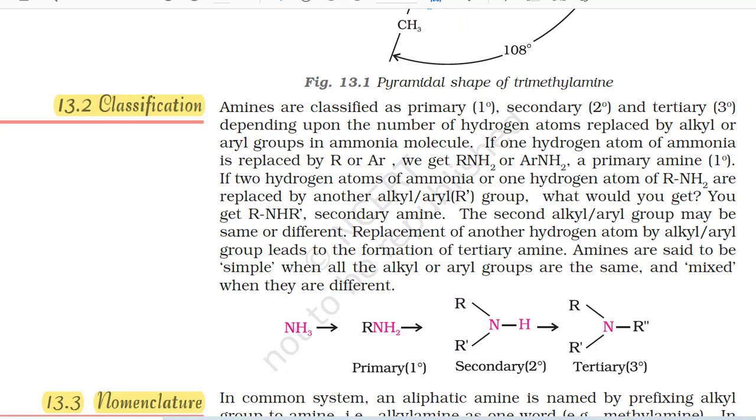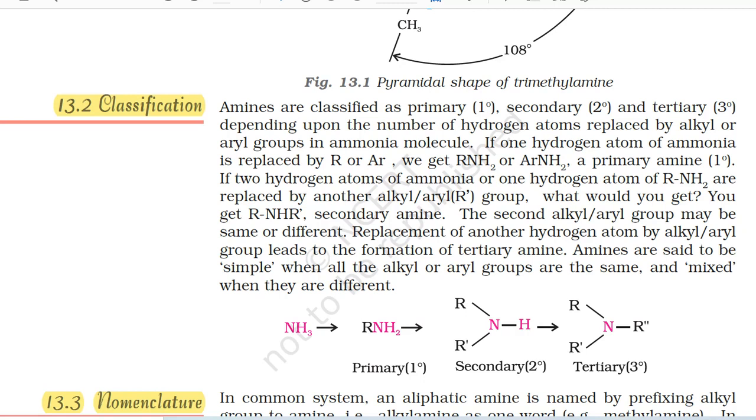13.2 Classification. Amines are classified as primary, secondary, and tertiary depending upon the number of hydrogen atoms replaced by alkyl or aryl groups in ammonia molecule. If one hydrogen atom of ammonia is replaced by R or Ar, we get RNH2 or ArNH2, a primary amine. If two hydrogen atoms of ammonia or one hydrogen atom of RNH2 are replaced by another alkyl or aryl group, what would you get? You get RNHR, a secondary amine.